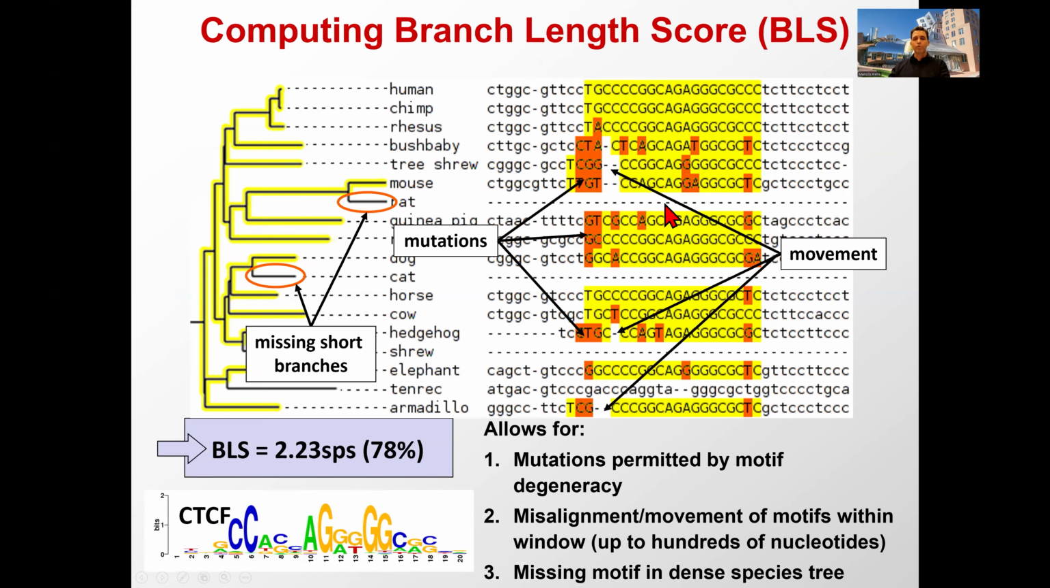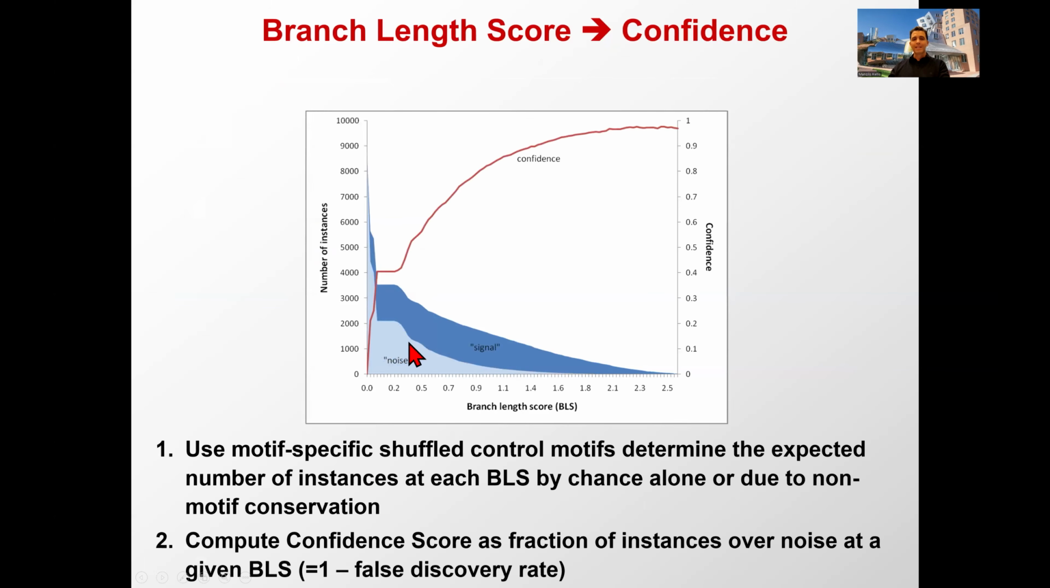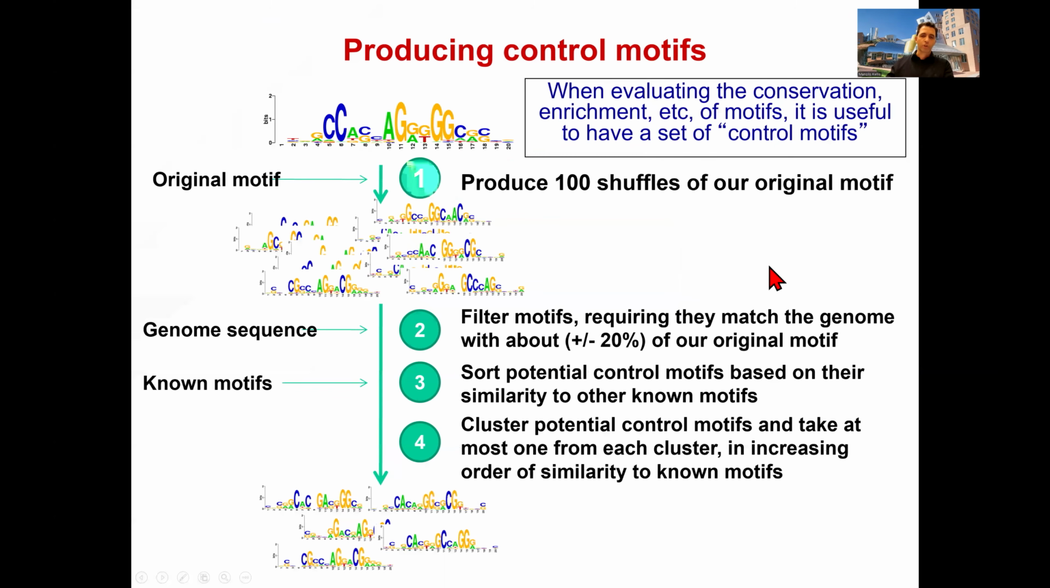And you allow for movement, you allow for insertions, you allow for substitutions, as long as the position weight matrix is conserved. And we talked about how we can translate that from branch length to a confidence that basically says what is the number of instances that I would expect in my signal, that I would expect in my noise, and the ratio between the two tells you the confidence with which a particular position is conserved functionally.